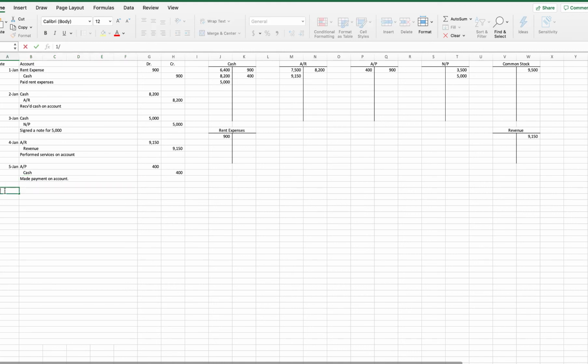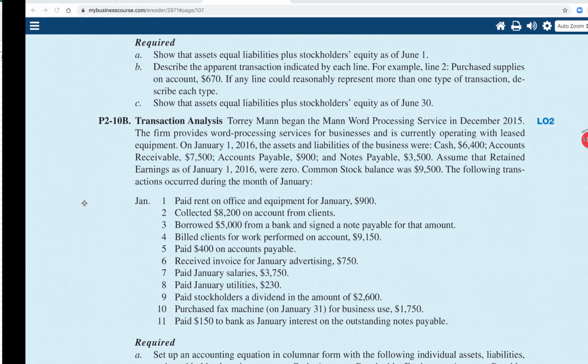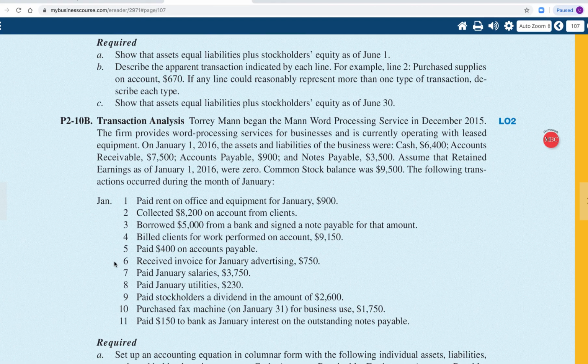Now we can do the next transaction, which happened on January 6th. So let's see here. Received invoice for January advertising, $750. Okay. So what happened here is that we received an invoice for advertising for $750. Okay.